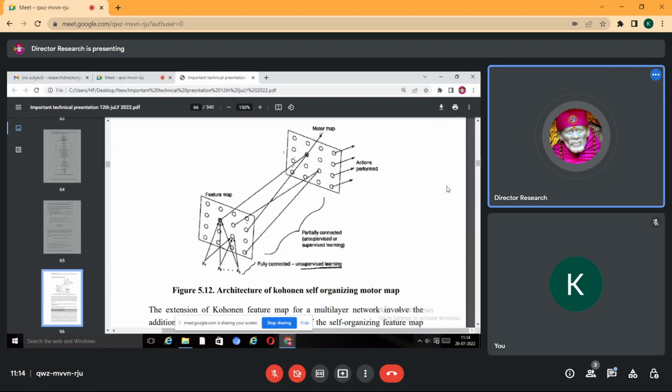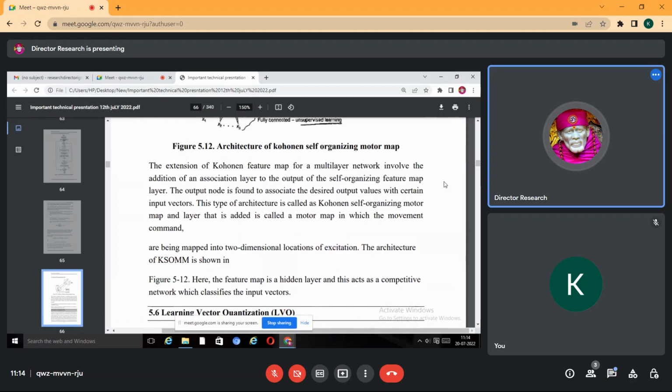The extension of the Kohonen map for a multi-layer network involves the self-organization feature map. In the output layer, the output node is found to associate desired output values. The input map and the layer that is added is called the motor map.